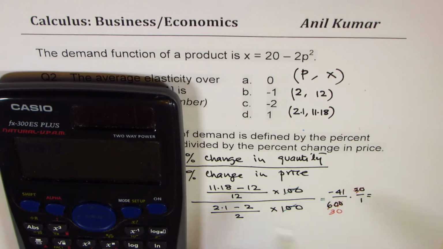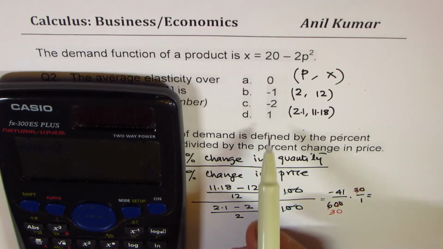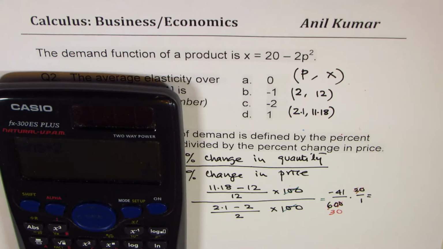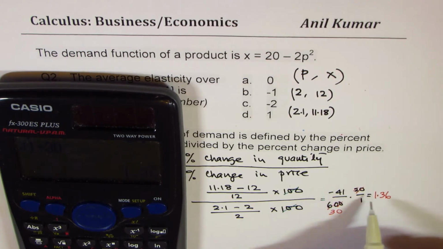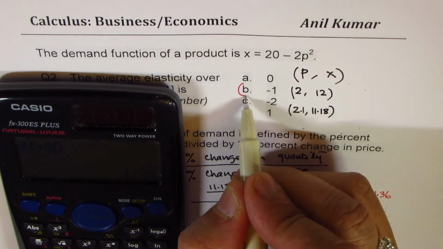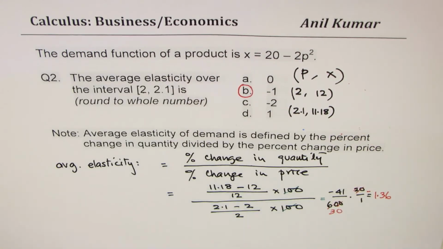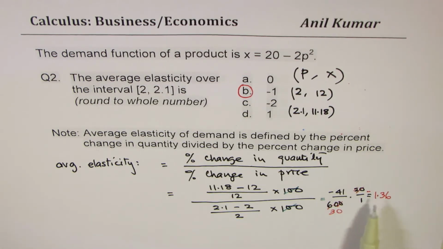So let's use a calculator to find the decimal equivalent since the answers are rounded. We have negative 41 divided by 30, which in decimals is 1.36. So negative 1.36, we'll round this to 1, correct? So we get our answer as B. That becomes the average elasticity, option 1.36 rounding to 1 with a negative sign.